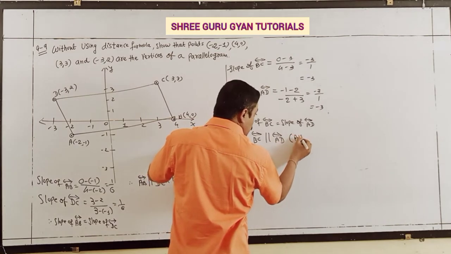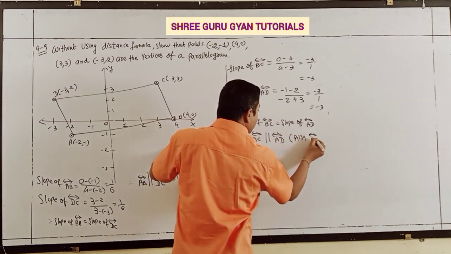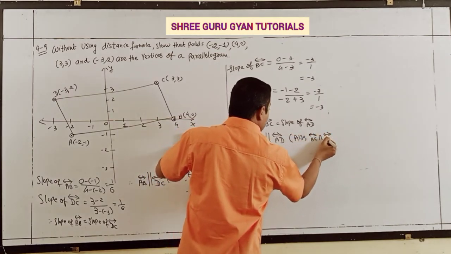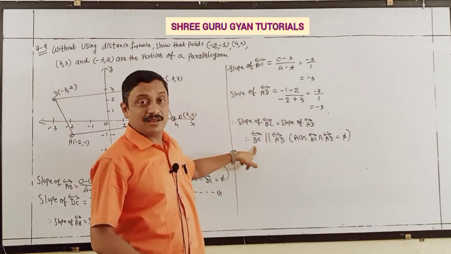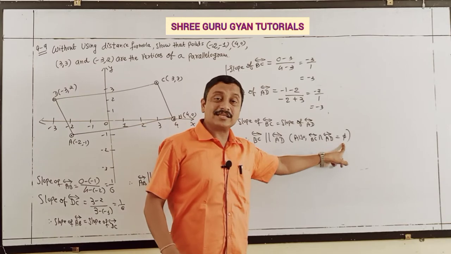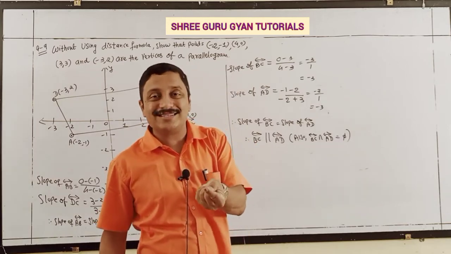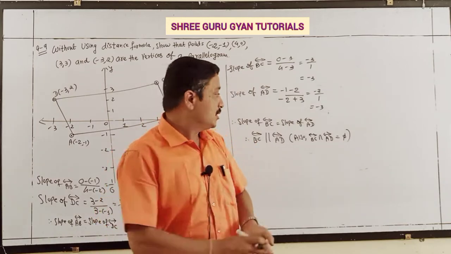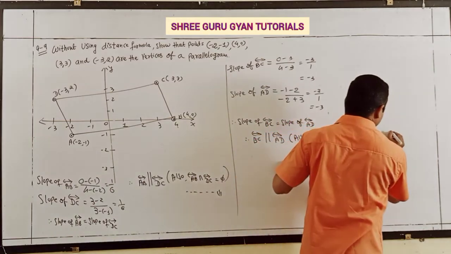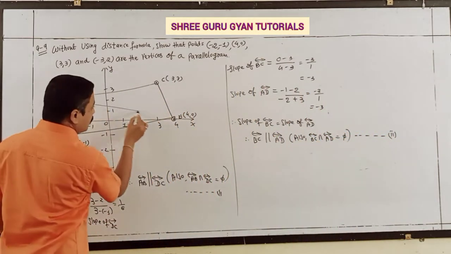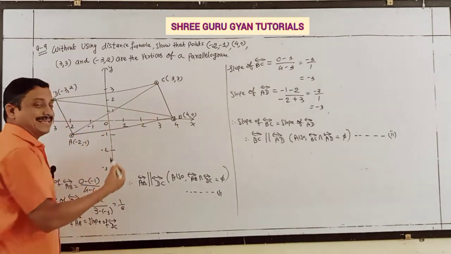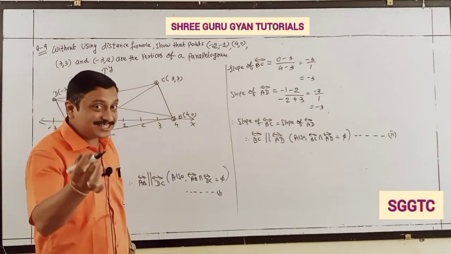Also, you can show here BC intersect AD is what? Null set. That's why you take this as parallel. If the intersection is not a null set, and there are some common points, then they are collinear. It is your statement number 2. Now I go to the third case. Diagonals bisect each other. It means the midpoints are the same.